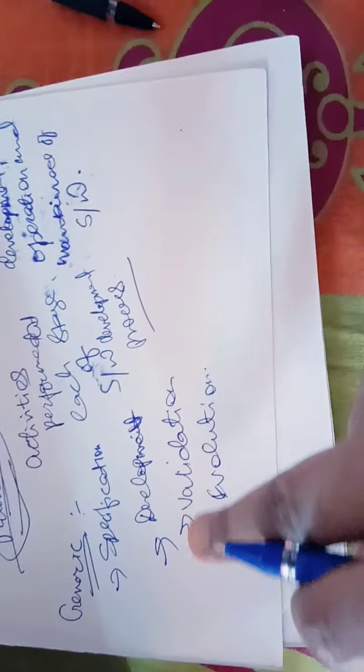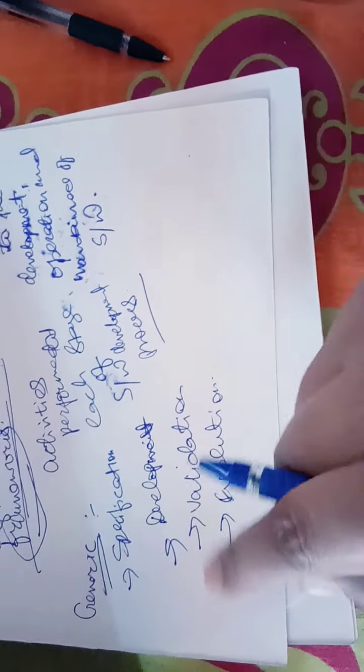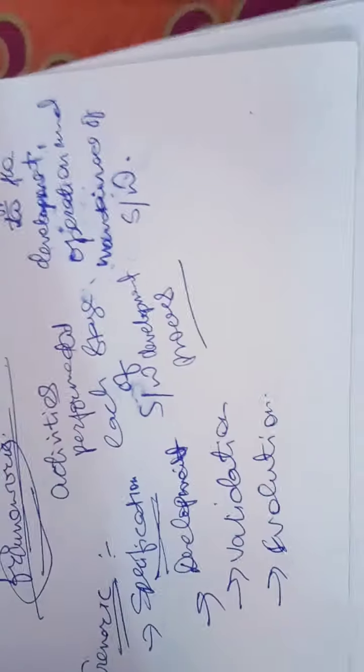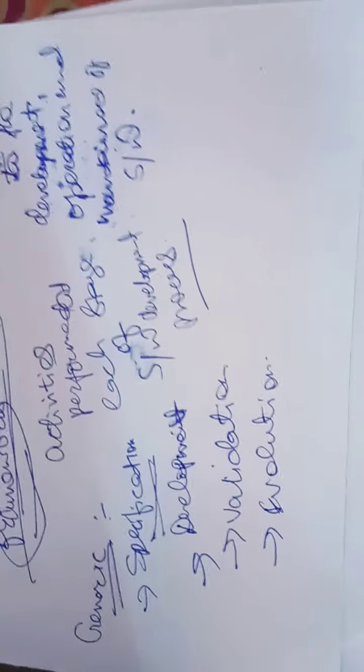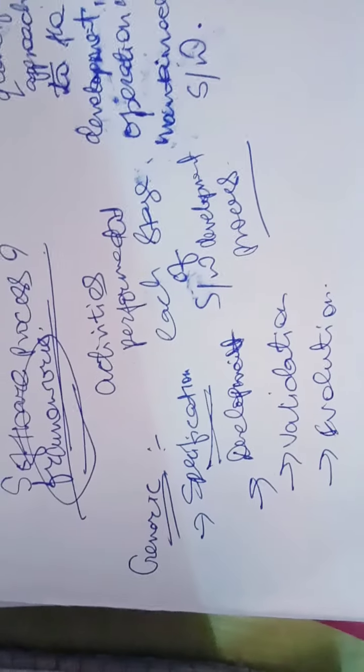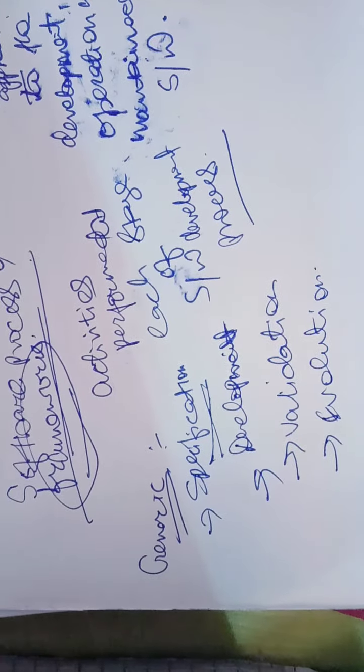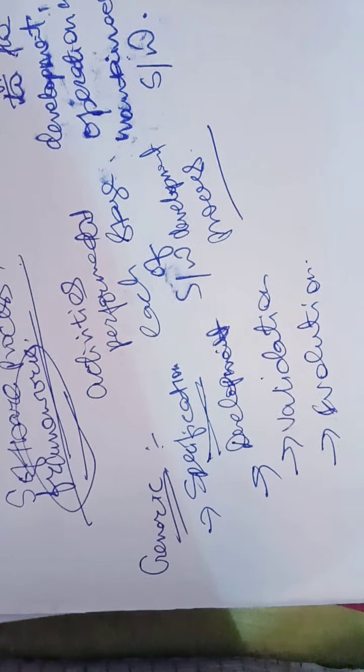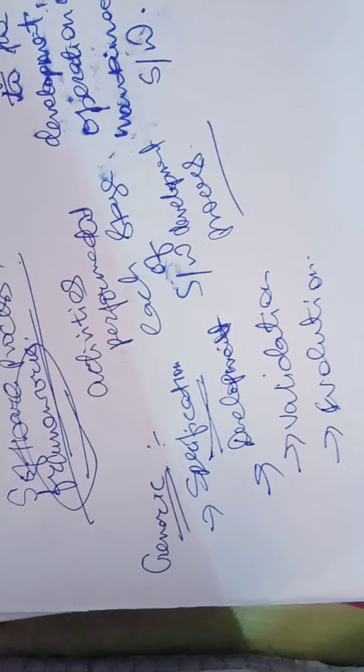In specification, what we are doing is that a specification says what the system should do and its development constraints. We call it the specification of a particular software. It means the specification will tell what the system should do and its development constraints.